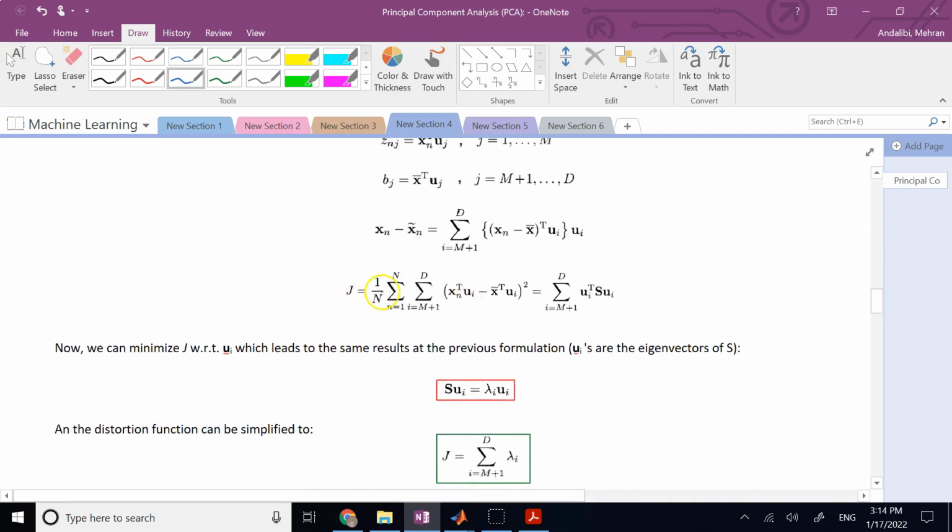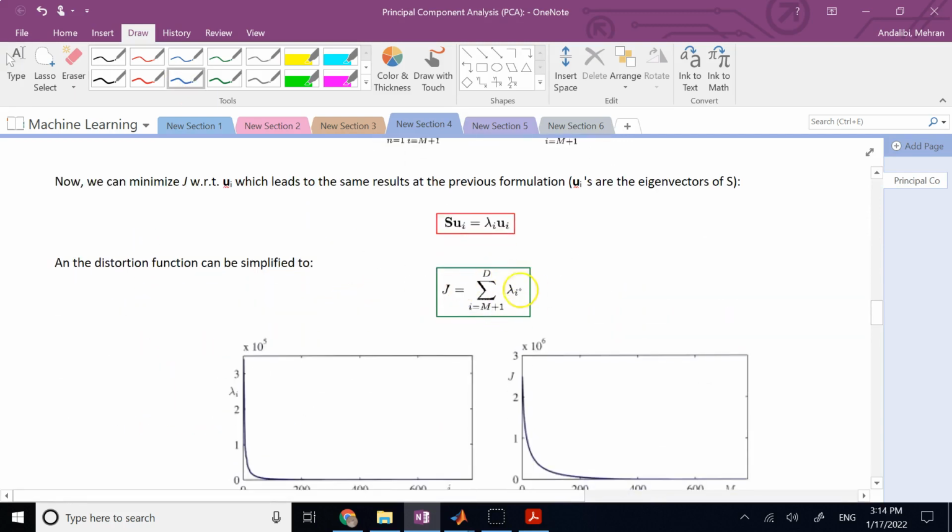And now the cost function, if you plug in all of these calculations back in the cost function here, you can see that your cost function, the distortion, is going to be simplified to what? Summation of those eigenvalues that I did not choose, that I discarded, which are the d minus m smallest ones. So if I add all of those lambdas together, that is going to be your J, correct?